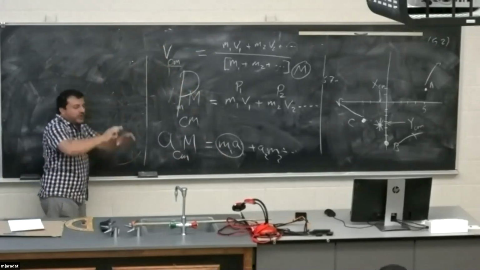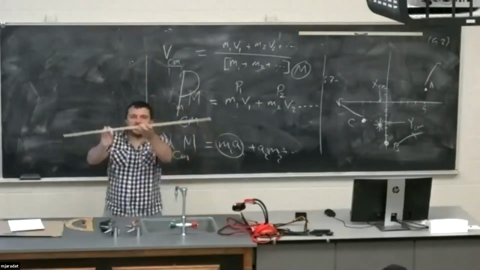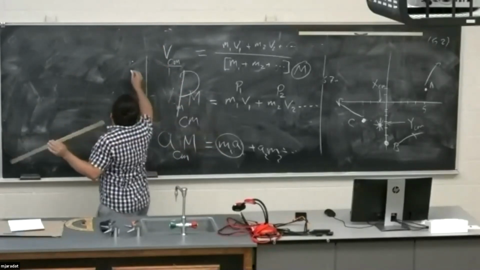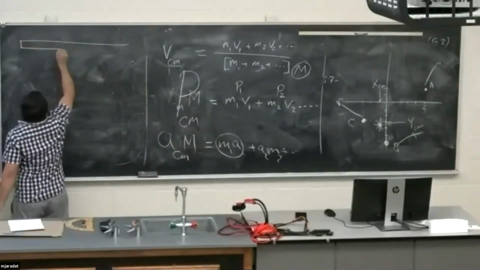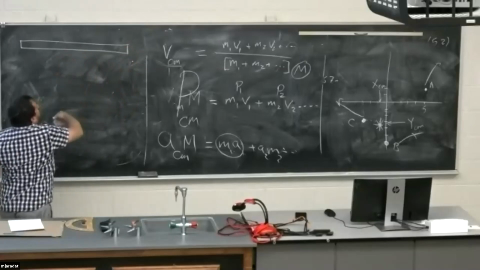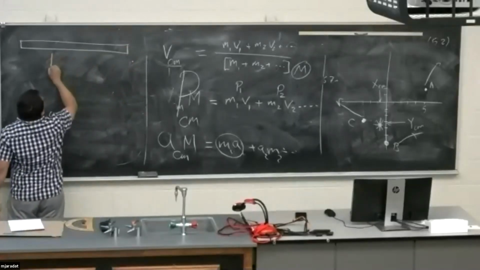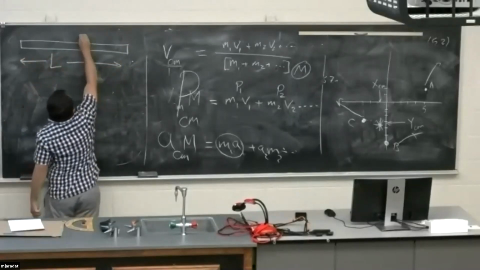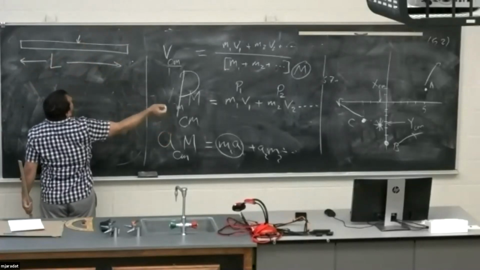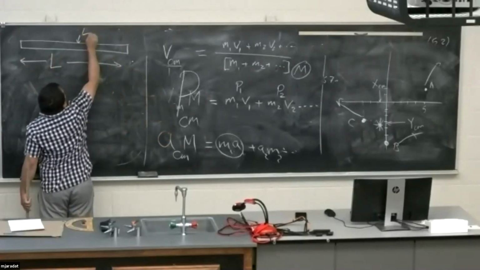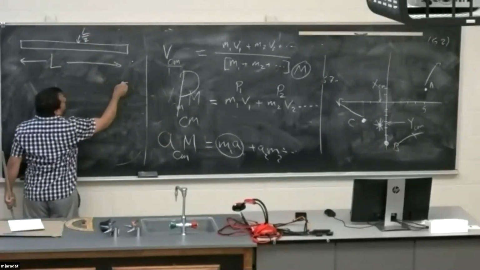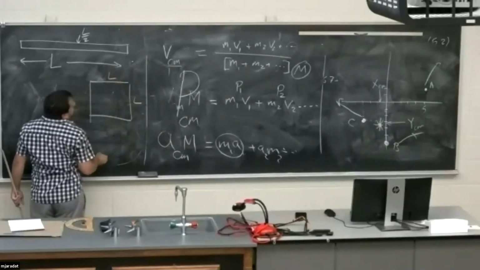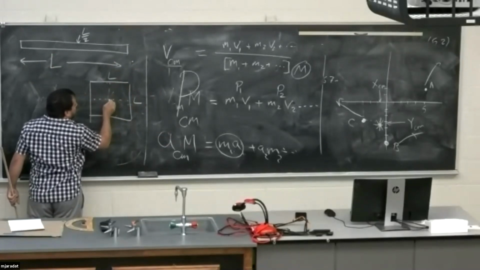Now, what if we have an extended object like this one, and this length is 1 meter? If I ask you where is the center of mass of this geometrical shape, if its length is L, where is its center of mass? You will tell me it is the geometrical center, which is L over 2. What if I give you this square, L? You will tell me it will be in the center, and you are right.